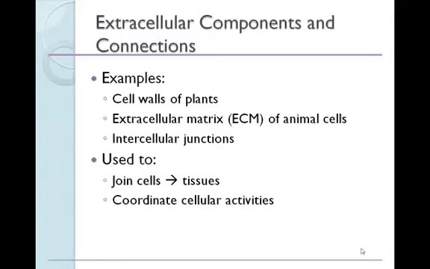Our last topic in this episode is the extracellular components and connections that are used to join cells to form tissues and to coordinate cellular activities. These include the plant cell walls, the extracellular matrix of animal cells, and intercellular junctions.